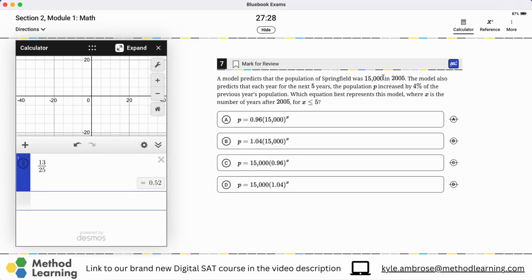Now, the number in the front of the parentheses is always going to be the initial value, in this case 15,000. So right away we know it has to be either C or D because we need 15,000 in front of the parentheses. That's our initial or starting value. So that means we could eliminate A and B.